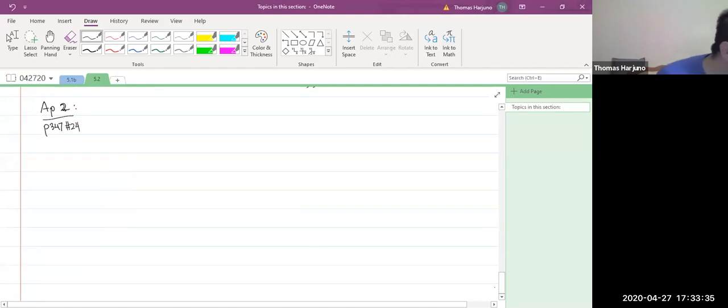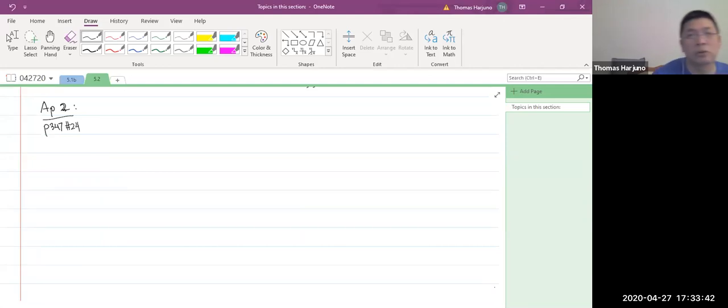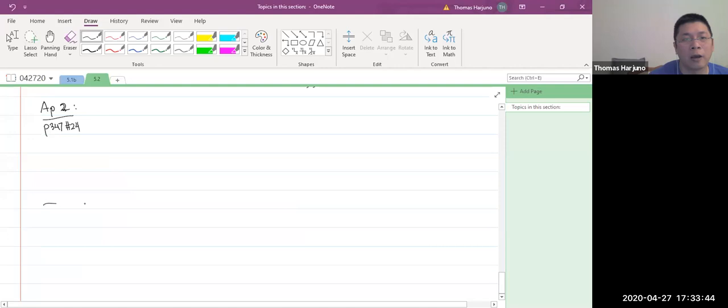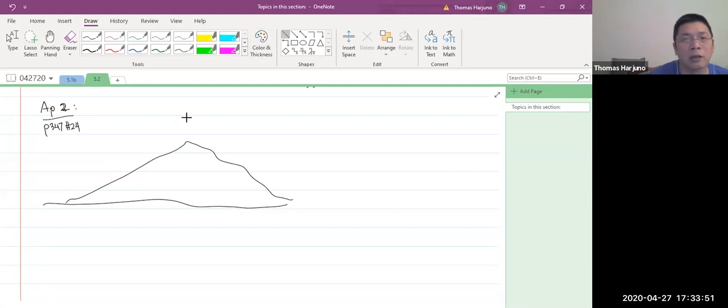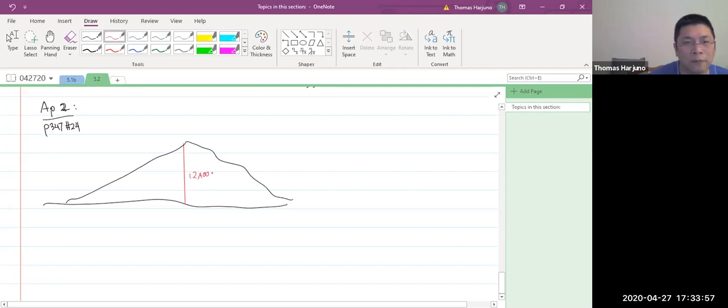The peak of Mount Fuji in Japan is approximately 12,400 feet high. So let's say I have the mount here, like that. Now the height is 12,400 feet.